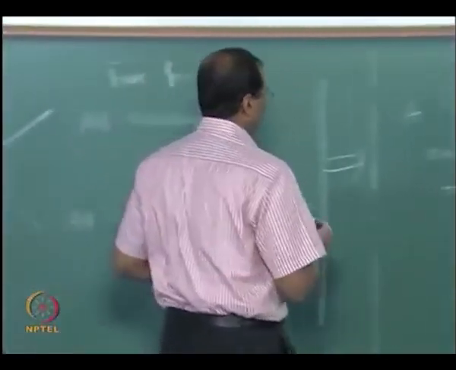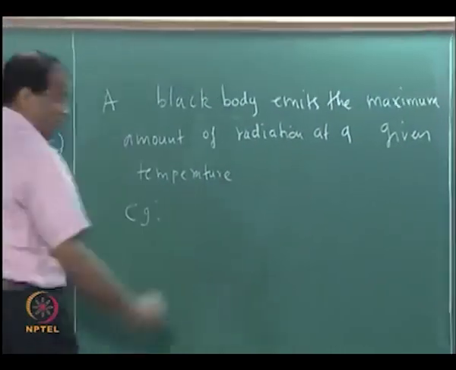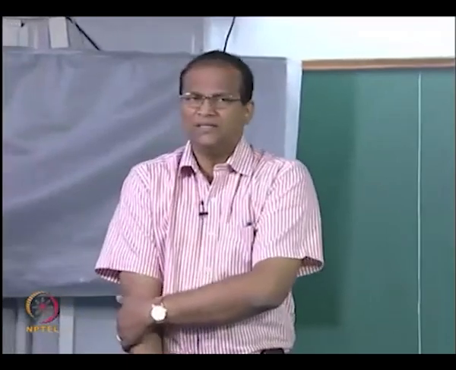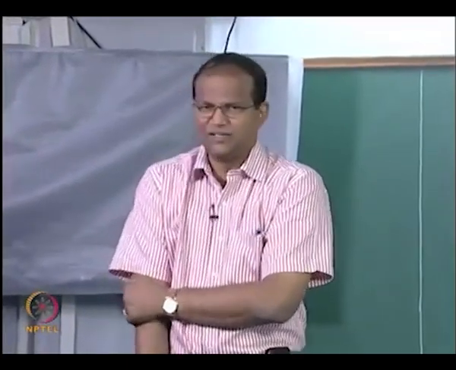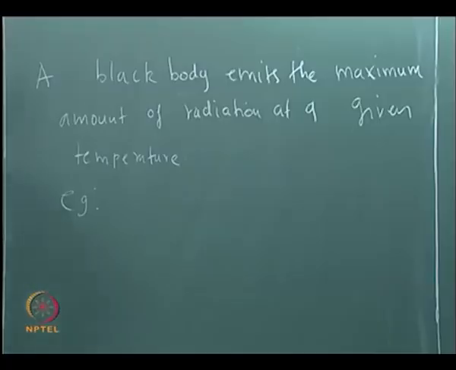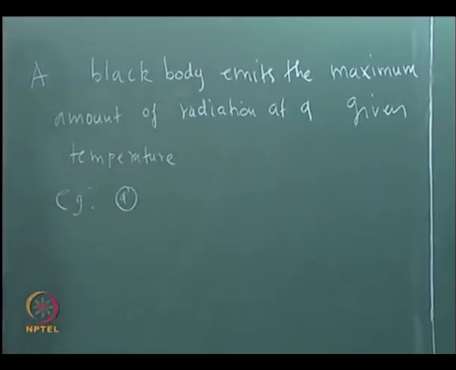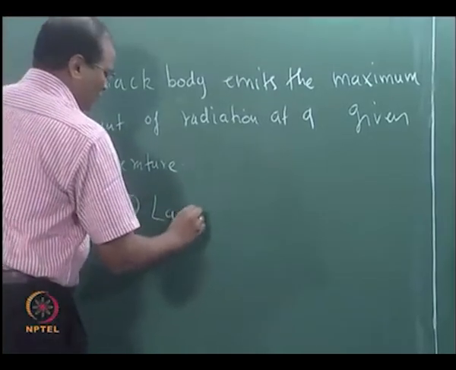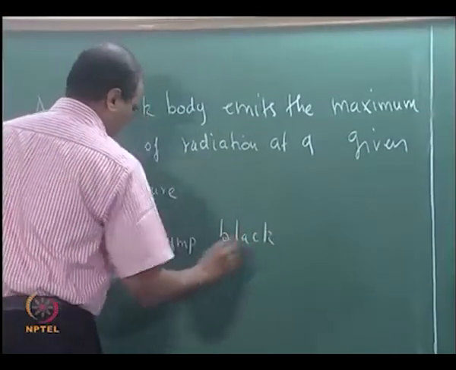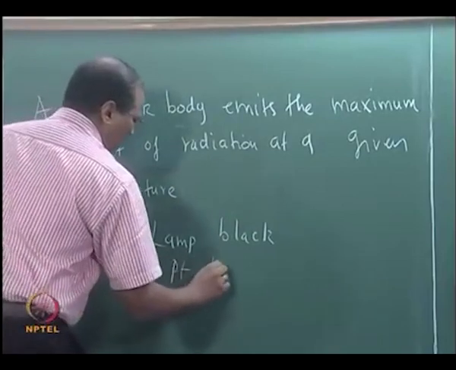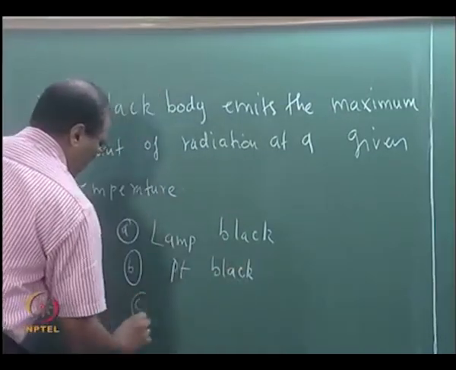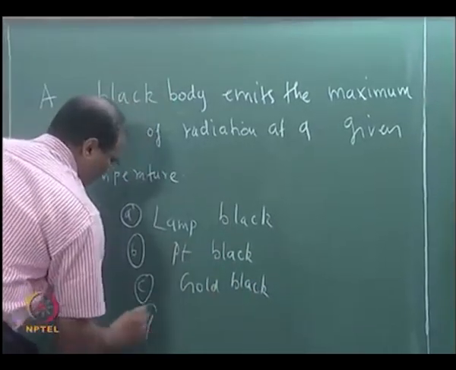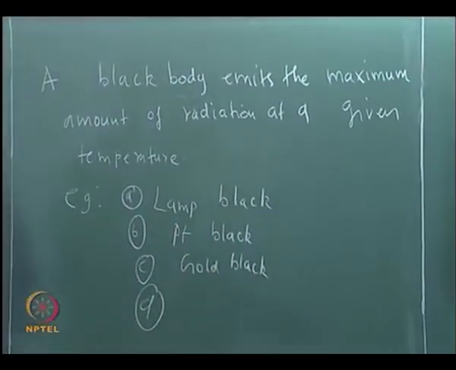Now some examples. Ice is 0.98, okay, emissivity, ice comes very close, so we will list ice later. Something called platinum black, lamp black, platinum black. Some special paints which come very close to that, right.